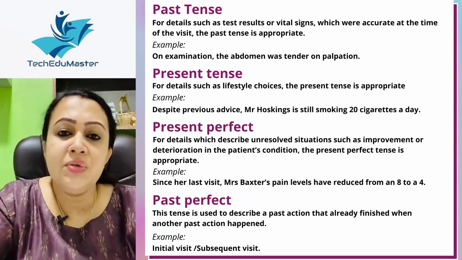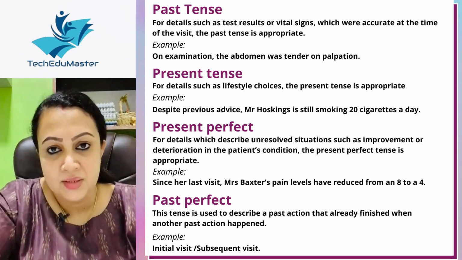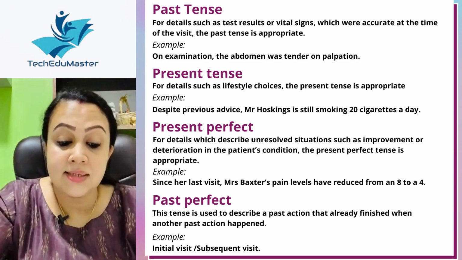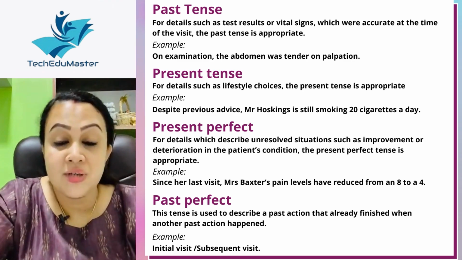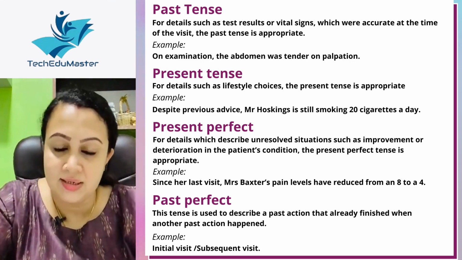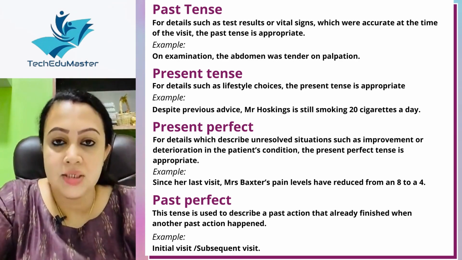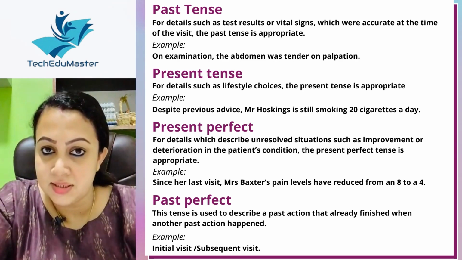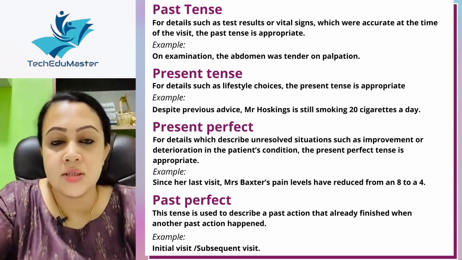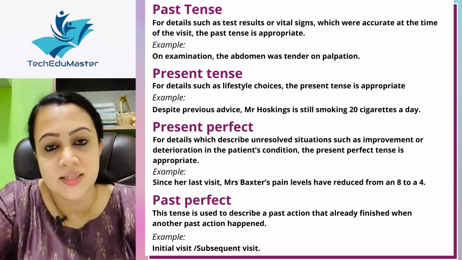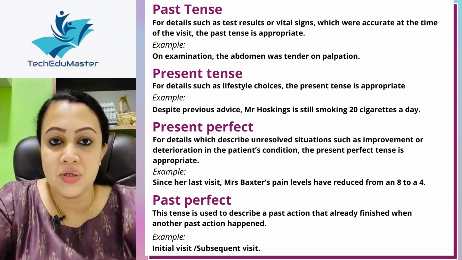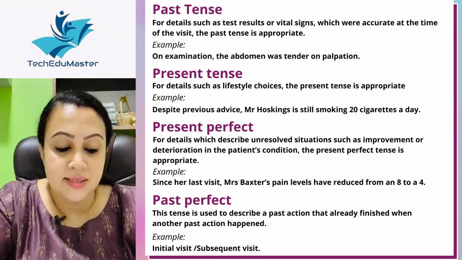So when to use the simple present tense? We use the simple present tense to describe an action which is happening right now or happens regularly. In OET, we can use simple present tense when we are writing about a social history, like he lives alone, or Mr. X smokes 3 cigarettes per day. These are things which happen regularly, so you can go for using simple present tense.